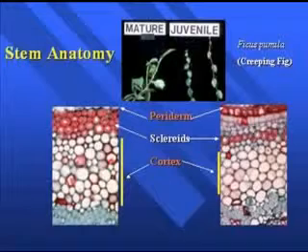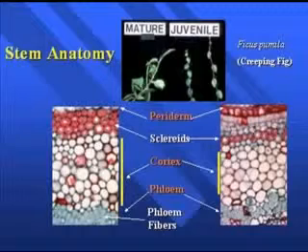The phloem is another important area as well, and this is the area of the phloem in both the mature and the juvenile material. Those blue structures that you're seeing there are what we call phloem fibers.